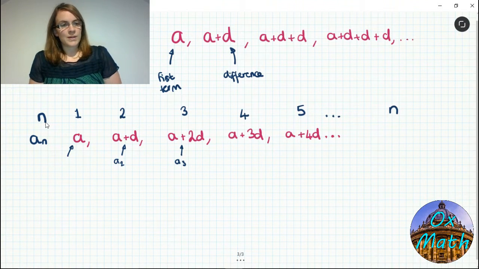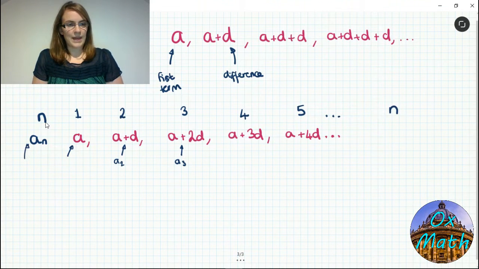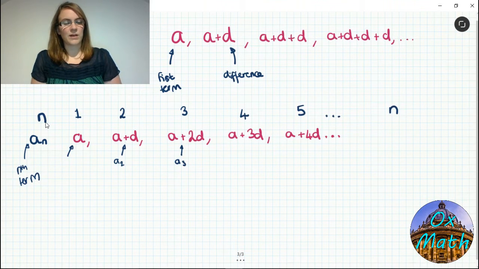It's important that you understand the difference between n and the nth term. So n is where it is in the sequence, or what term we are looking at, and the nth term is the value of that number in the sequence, what the actual number is.